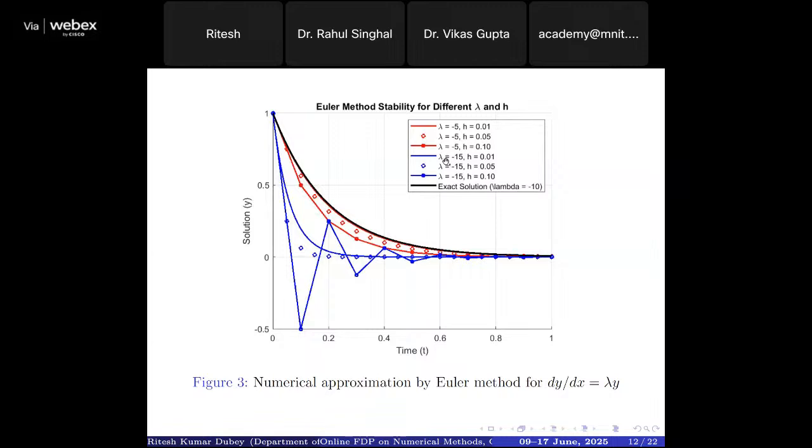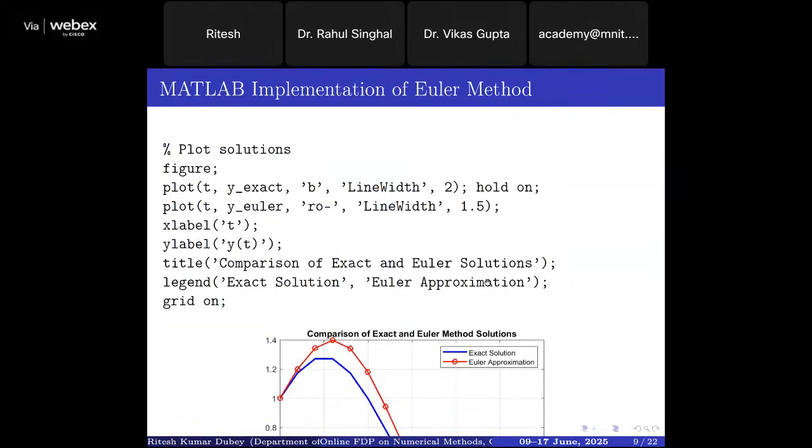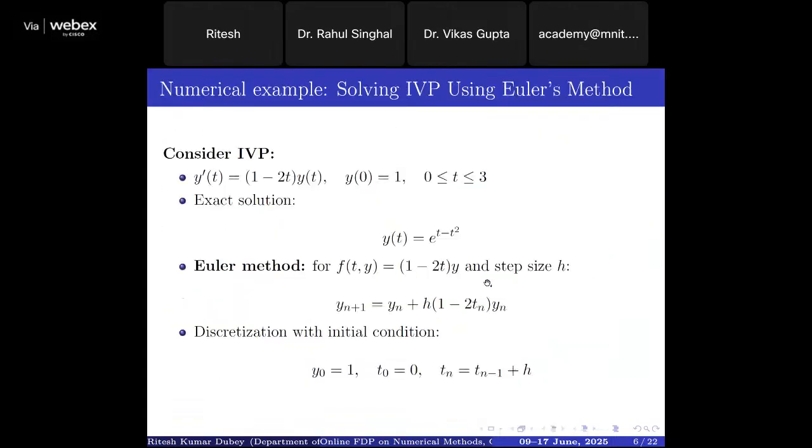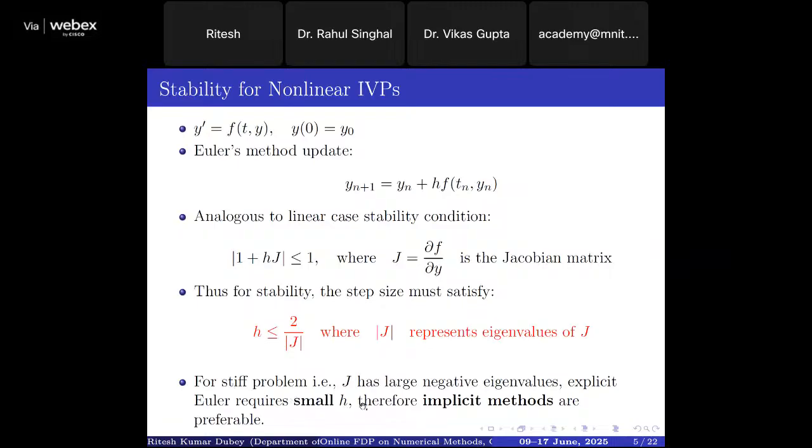But if you take lambda value equal to minus 50, then h equal to 0.1 is actually making the whole thing unstable. So such kind of first order ODE are called stiff system, and basically when you have a stiff system, the Euler method puts a lot of restriction. So this I have mentioned here for stiff problem.